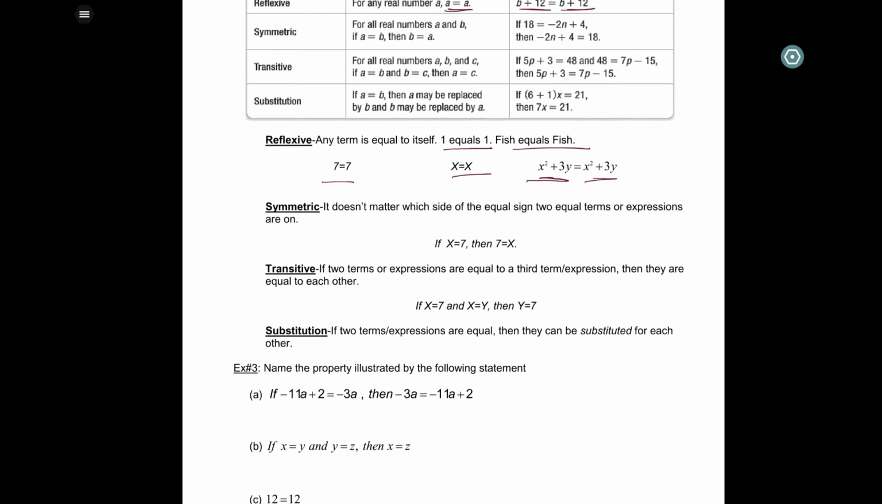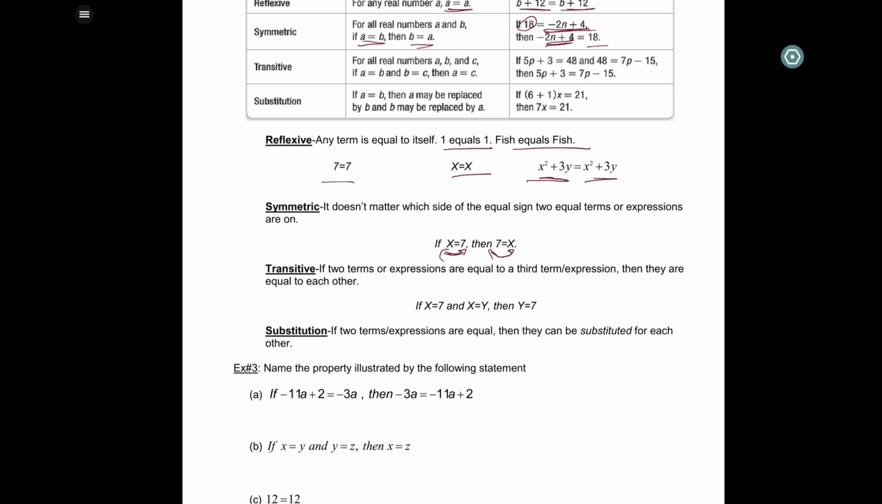Symmetric means a is equal to b, then b is equal to a. You're literally flipping it. So if x equals 7, you're switching the sides. 7 is equal to x. So you could say if 18 is equal to negative 2n plus 4, then negative 2n plus 4 has to equal 18. It's just flipping. Doesn't matter which side of the equal sign the two terms or expressions are on.